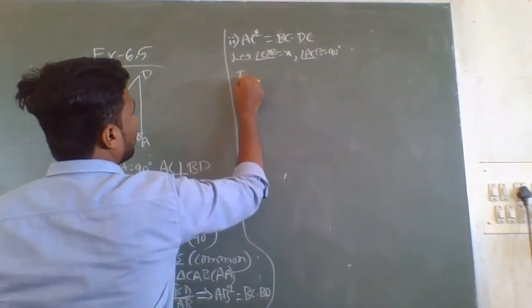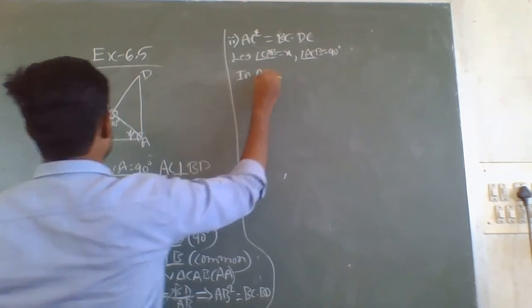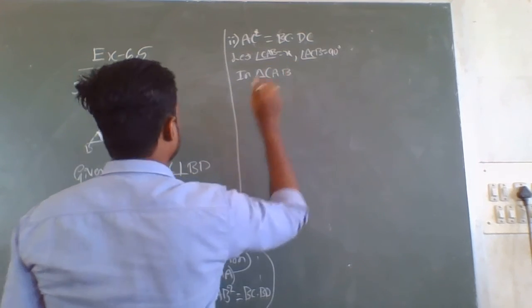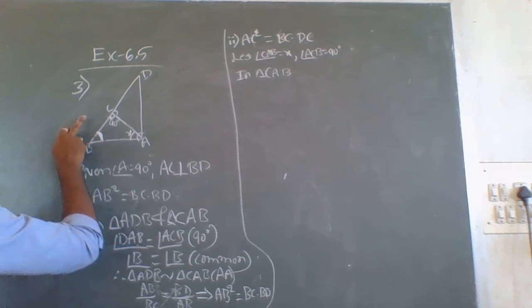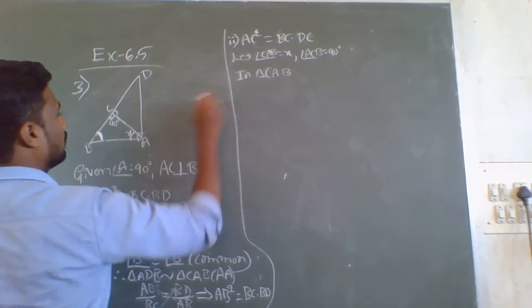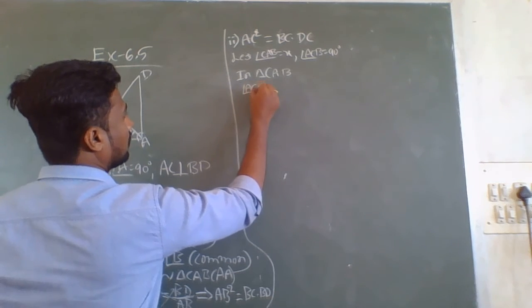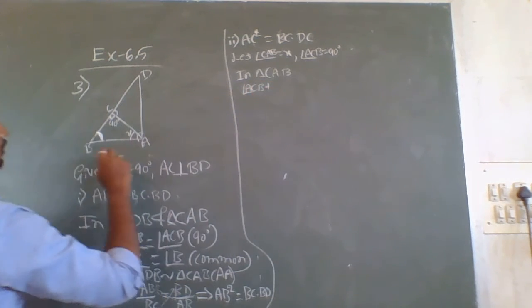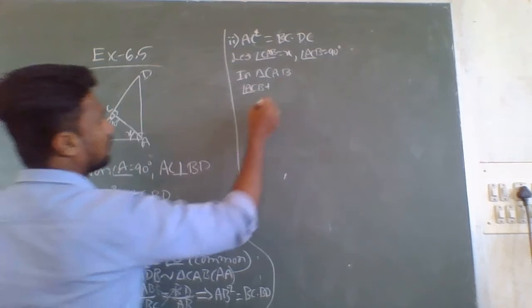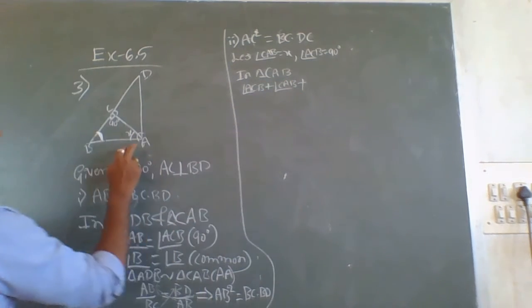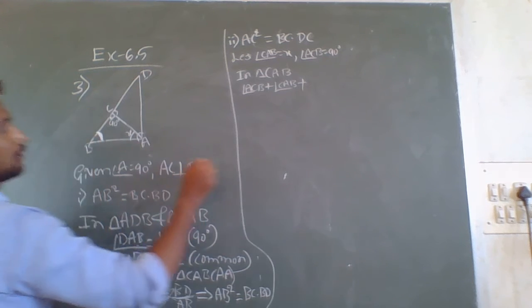We know that in triangle CAB, by the angle sum property, what can you write here? Angle ACB plus angle CAB plus angle ABC, here angle ABC means this angle.